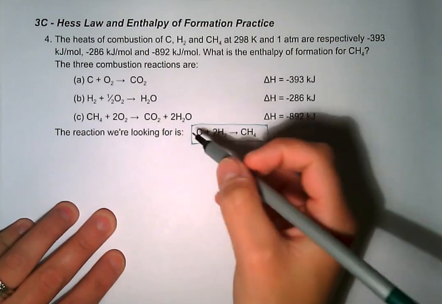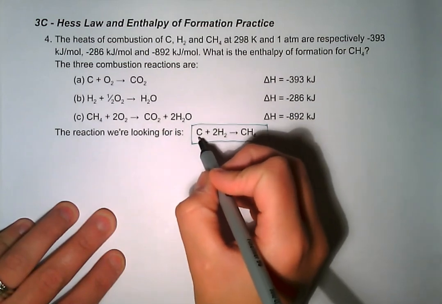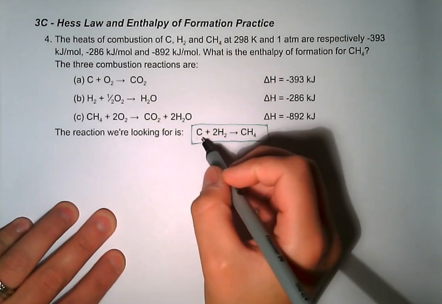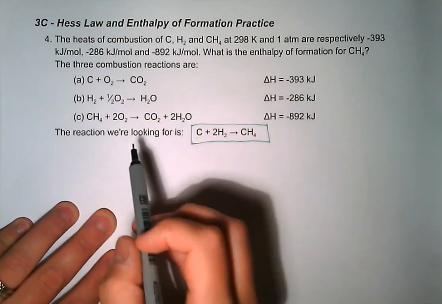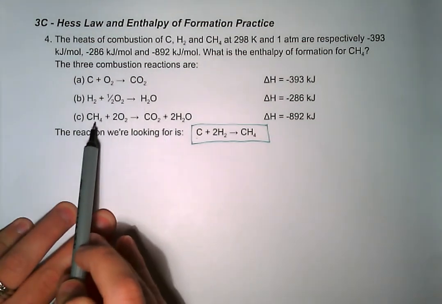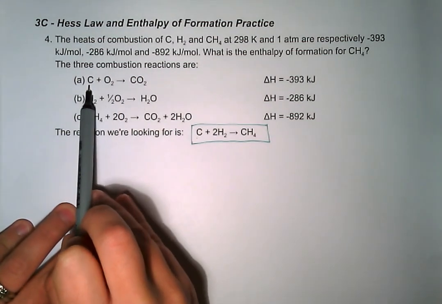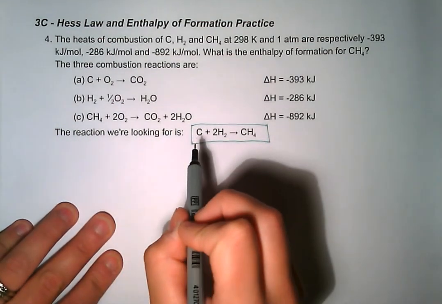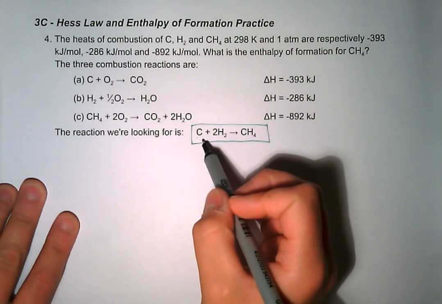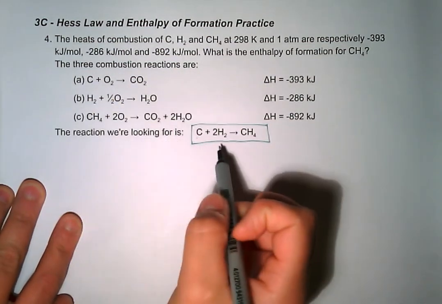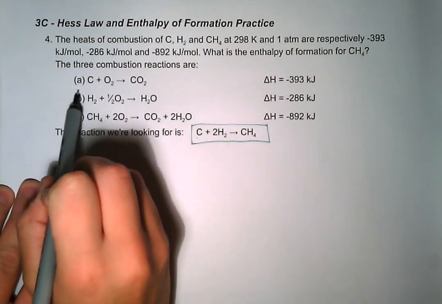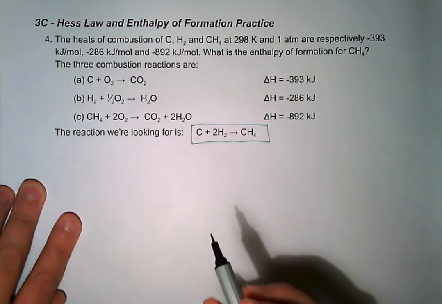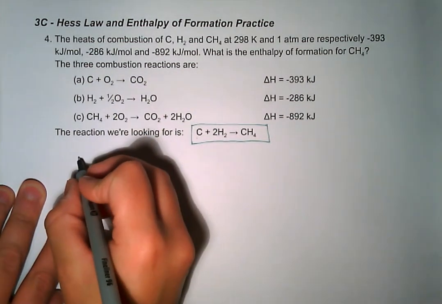But then looking, I see that carbon right here, I need to have carbon on the reactant side of my target reaction, and I see that carbon, out of all three reactions, only appears right here in reaction A. And I need to have one carbon on the reactant side of my target reaction. So that tells me that I want to keep this reaction exactly as is, so I can keep that carbon in the correct place.